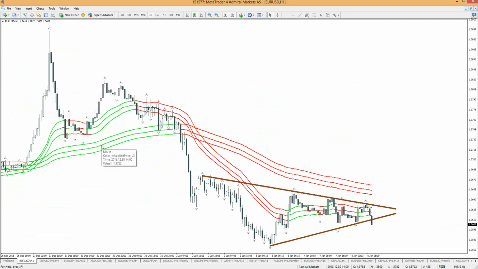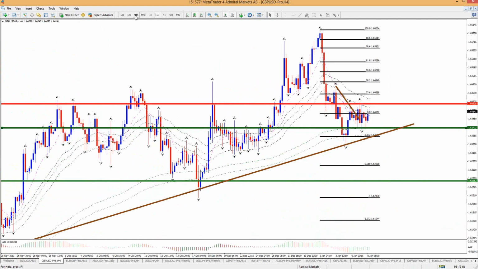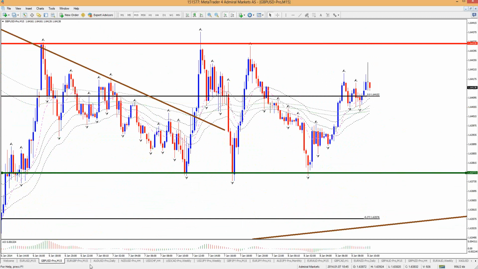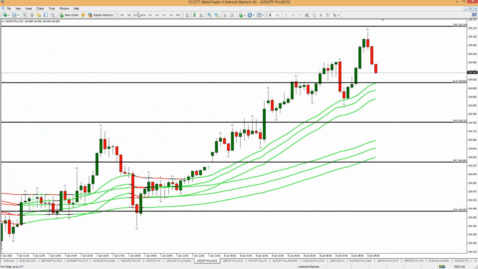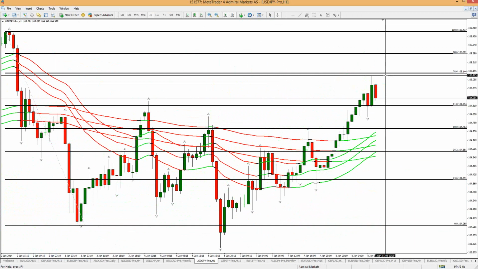The euro dollar is moving down. The pound isn't going anywhere. And dollar yen, well, what did I say? At least something. Who knows how far it goes, but it did stop at the 78.6, or about 2 pips shy of it.